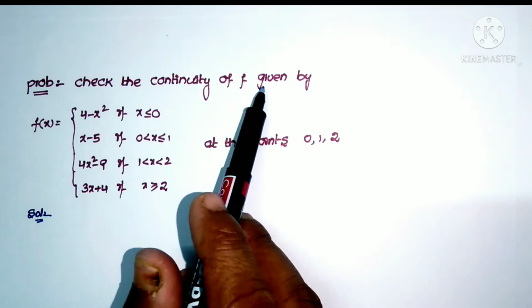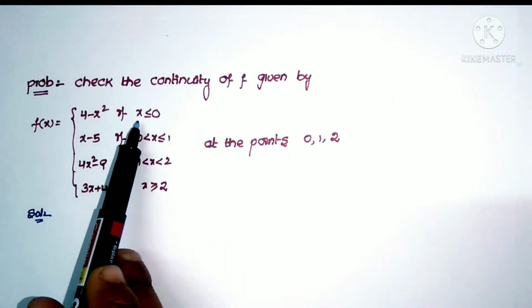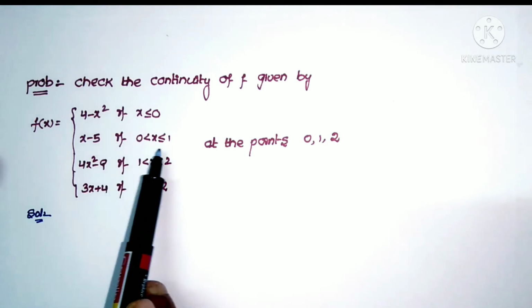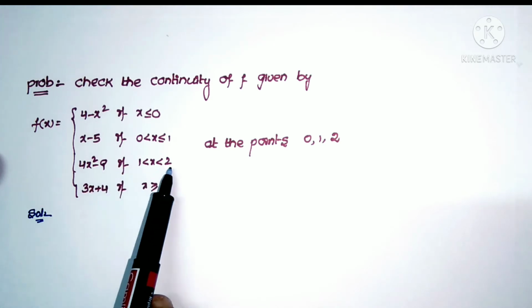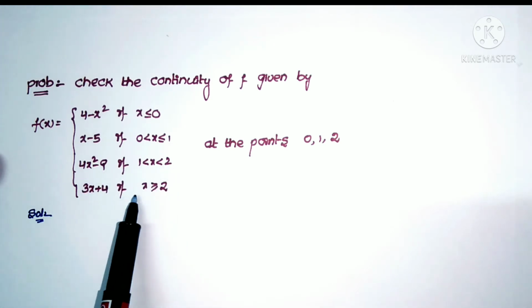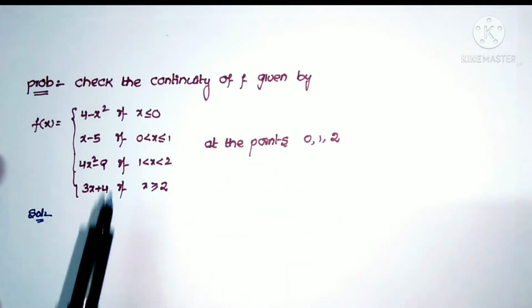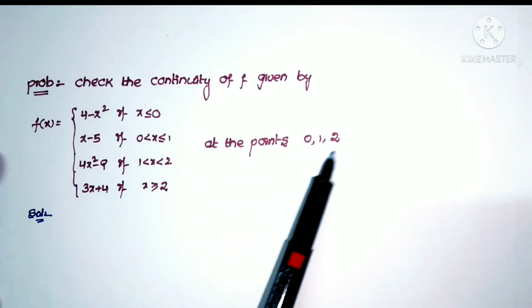Continuity of the function f given by f of x is equal to 4 minus x square if x is less than or equal to 0, x minus 5 if 0 is less than x is less than or equal to 1, 4x square minus 9 if 1 is less than x is less than 2, and 3x plus 4 if x is greater than or equal to 2, at the points 0, 1, 2. So the given question is to check the continuity of the function f at the given points 0, 1, 2.